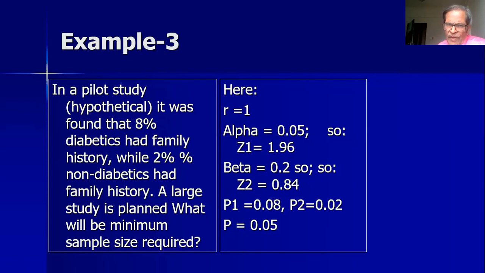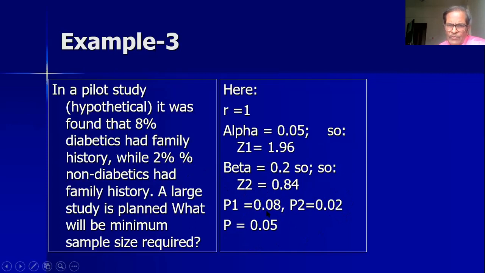Alpha is 0.05. So the Z1 is 1.96. And this is a two-sided test that we are going to take. That's why it is 1.96. And beta is 0.2. So the Z2 is 0.84. P1 is 8%, so here P1 is taken as 0.08. P2 is 2%, so here we take it as 0.02.